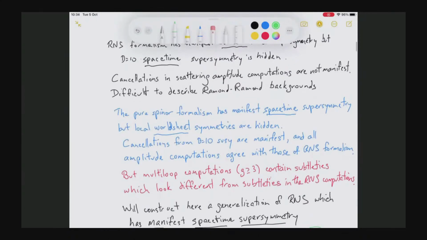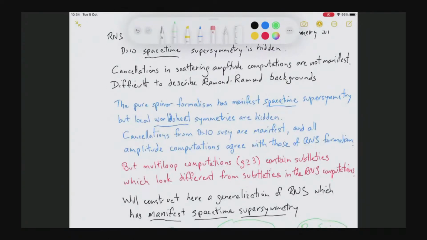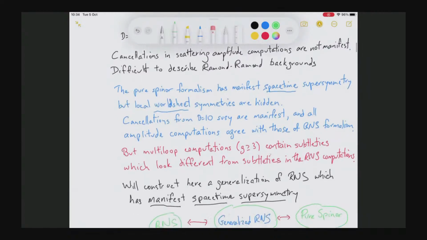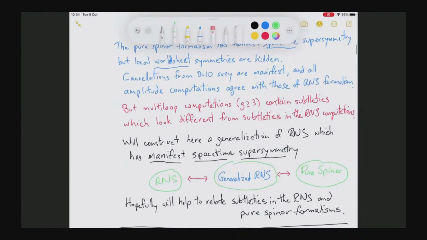So what I'm going to discuss here is a generalization of the Ramond-Neveu-Schwarz formalism which has manifest spacetime supersymmetry. The idea is that this generalization is going to be some intermediate formalism between the RNS and the pure spinor formalism. And hopefully it will help not only to understand the RNS formalism better, but also to understand better the pure spinor formalism and these subtleties.